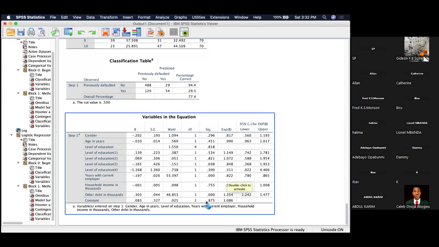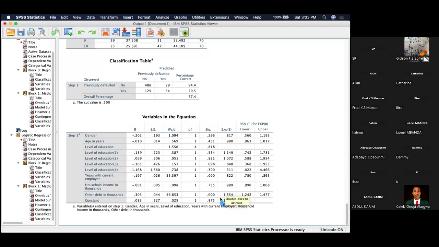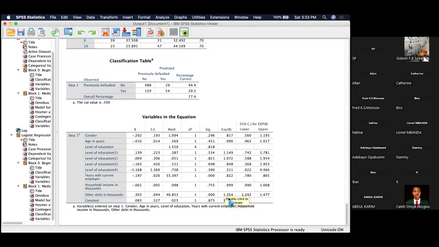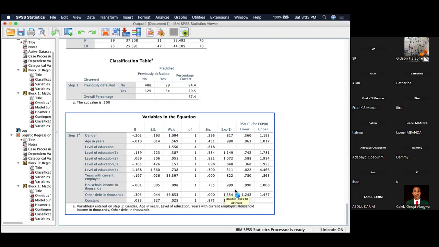Now here, other debt in 1,000, this one increases. So 1.35 means there's at least 1.35 times the odds of defaulting on loan payment given other debt. In other words, we can say this is a 35% increase in the odds of defaulting on loan payment given the existence of other debt by the debtor.